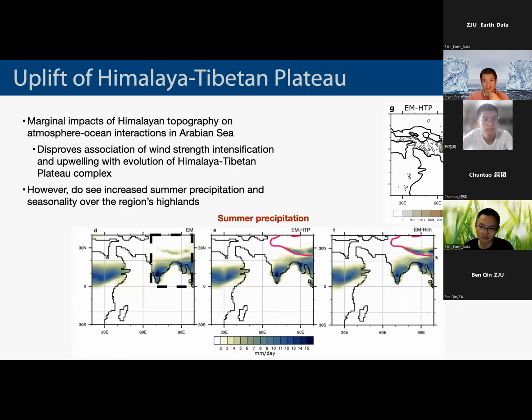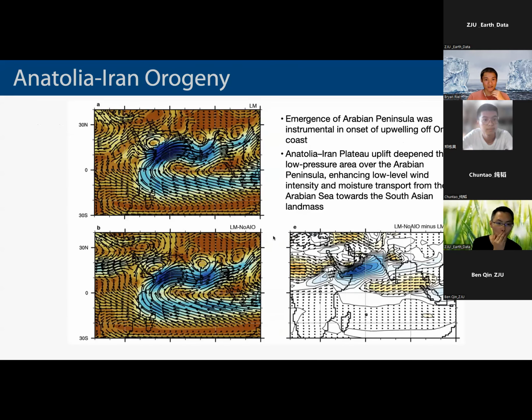And so they're just showing you a little bit of increased summer precipitation. So you have a little bit more blue in these areas over the Himalayas, and that's the main effect of this topography. So the conclusion here is that the real driver of the formation, according to these simulations, was the emergence of the Arabian Peninsula, which was instrumental in the onset of upwelling off the Oman coast.